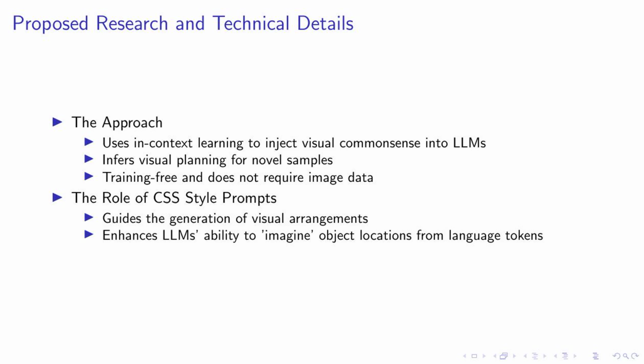Now, let's delve into the role of CSS style prompts in our approach. These prompts guide the generation of visual arrangements, acting as a roadmap for the LLMs. They enhance the LLM's ability to imagine object locations purely from language tokens. This unique combination of in-context learning and CSS style prompts empowers LLMs to generate plausible visual arrangements, opening up new possibilities in the field of generative model collaborations.